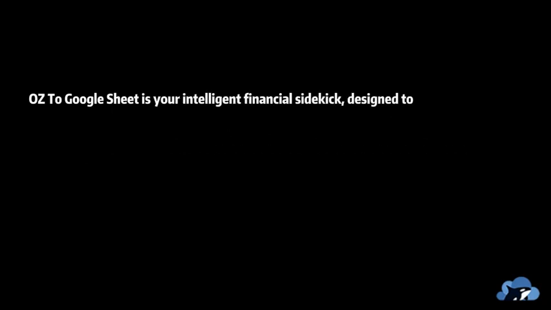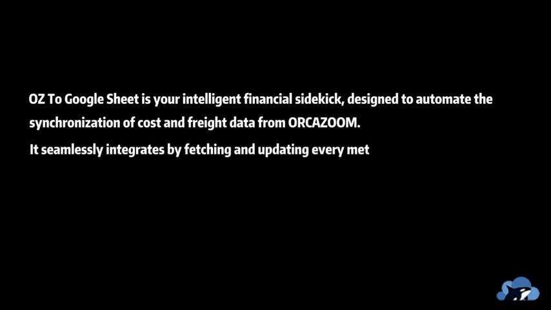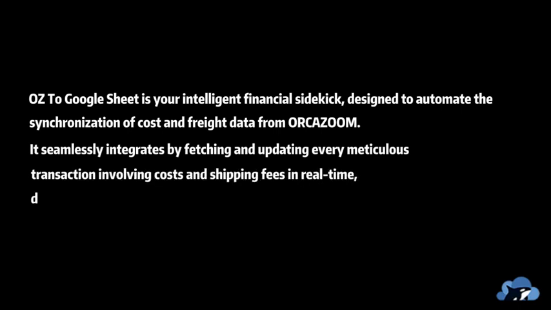As to Google Sheet is your intelligent financial sidekick designed to automate the synchronization of cost and freight data from ORCAZOOM. It seamlessly integrates by fetching and updating every meticulous transaction involving costs and shipping fees in real time directly into your designated Google Sheet document.